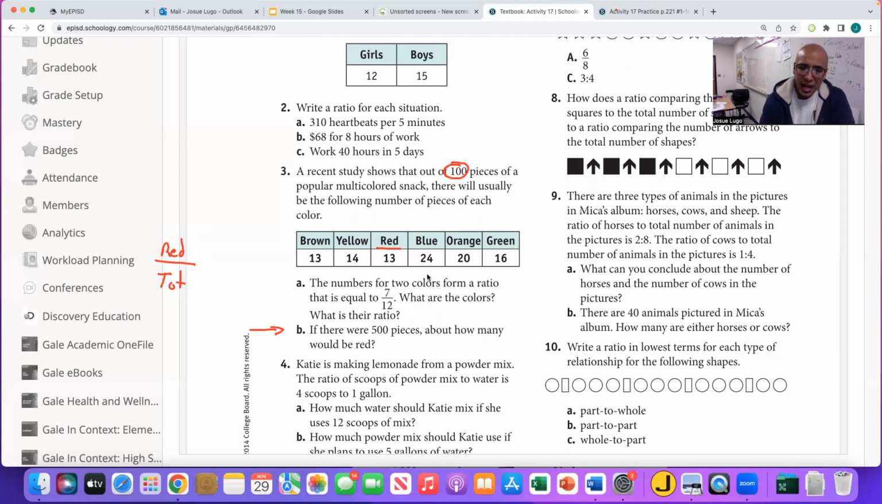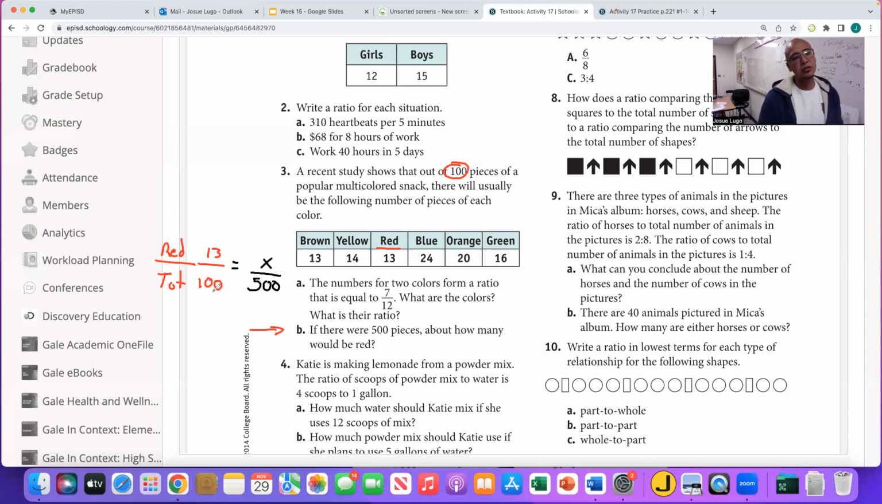All right, now let's write down the ratio of red to total number of pieces. So we have 13 red out of a total of 100. Excellent. But they're saying, well, what if we had a total of 500 pieces? How many of those would we expect to be red?